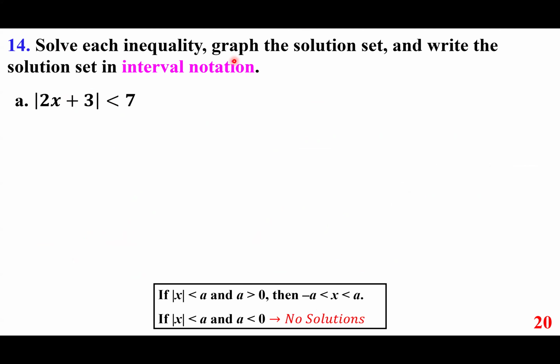Solve each inequality, graph the solution set, and write the solution set in interval notation: absolute value of 2x plus 3 less than 7. So what is the process, everybody, in general? If absolute value of x is less than a, and a is positive, then x is sandwiched between negative a and positive a. If absolute value of x is less than a and a is negative, there is no solution.